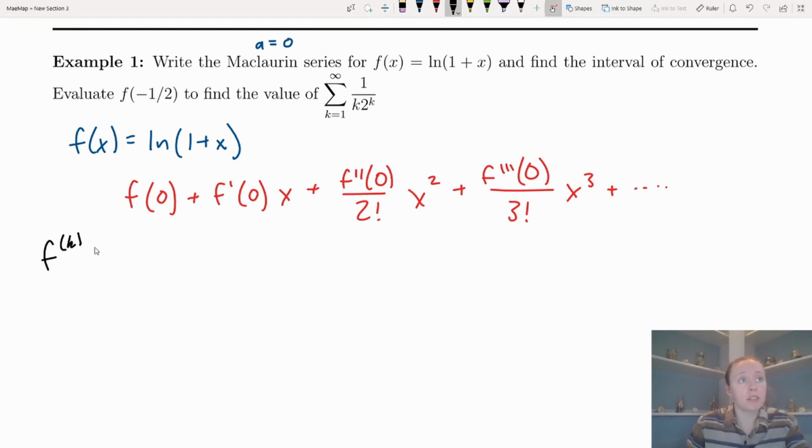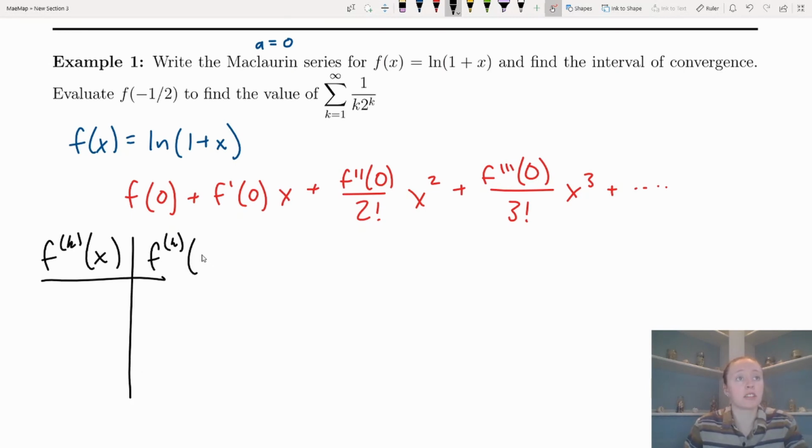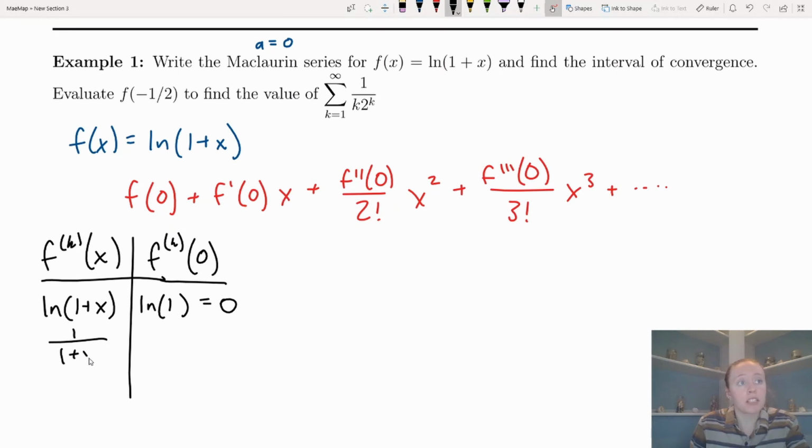So this is going to represent my function, and my next column will represent that derivative at 0. So without taking the derivative, we have the ln of 1 plus x, which, if we're plugging in 0, is the ln of 1, which equals 0. Now taking the derivative of the ln of 1 plus x, that's 1 over 1 plus x. So plugging in 0 for x, we're going to get 1 for that derivative.